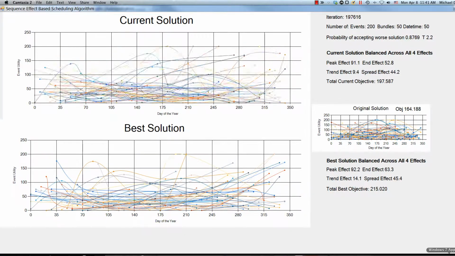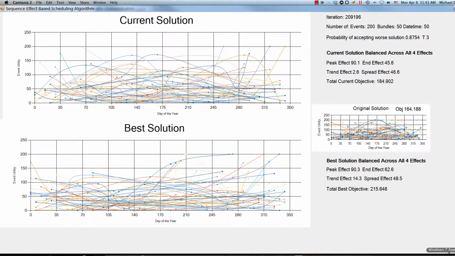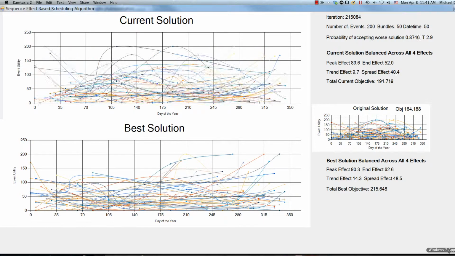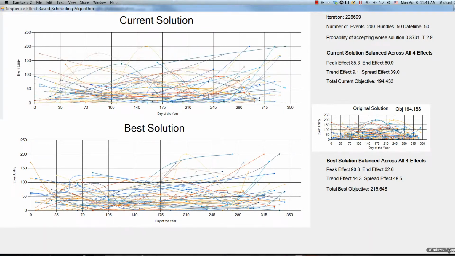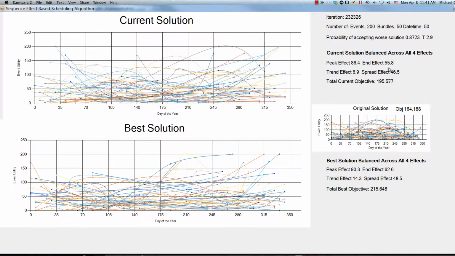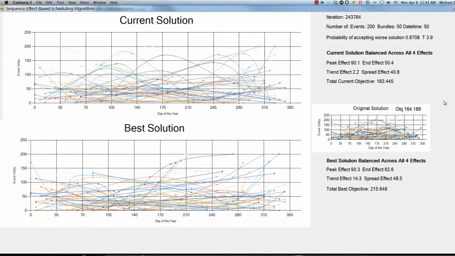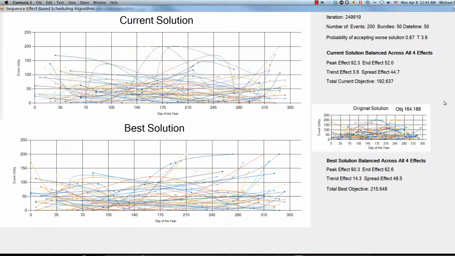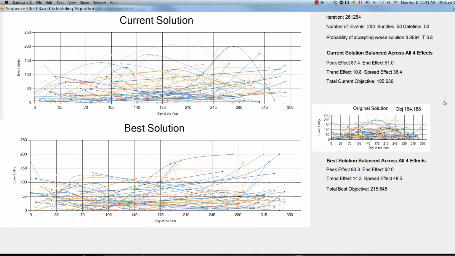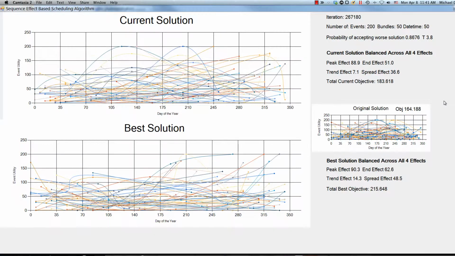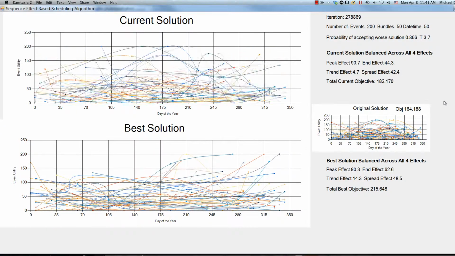So what this algorithm is doing is trying to figure out what the right schedule would be if you were trying to optimize some sort of psychological effects. In fact, we have 4 effects that this considers: peak effect, end effect, trend effect, and spread effect. These 4 effects attempt to maximize a psychological effect that has been shown to exist in events like this, in subscriptions where customers see things over time.